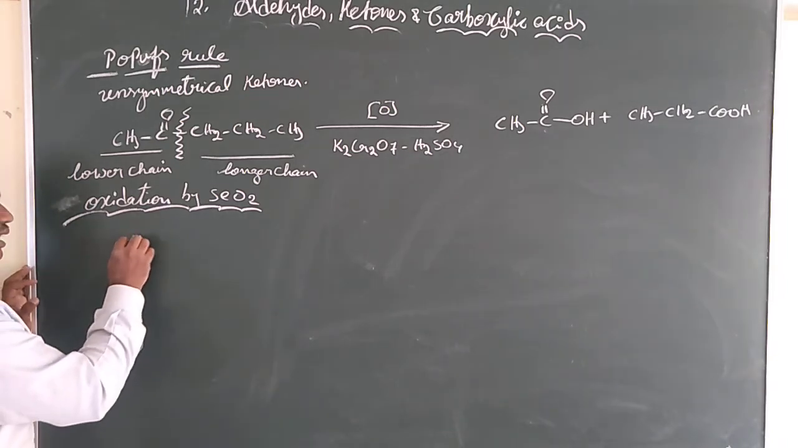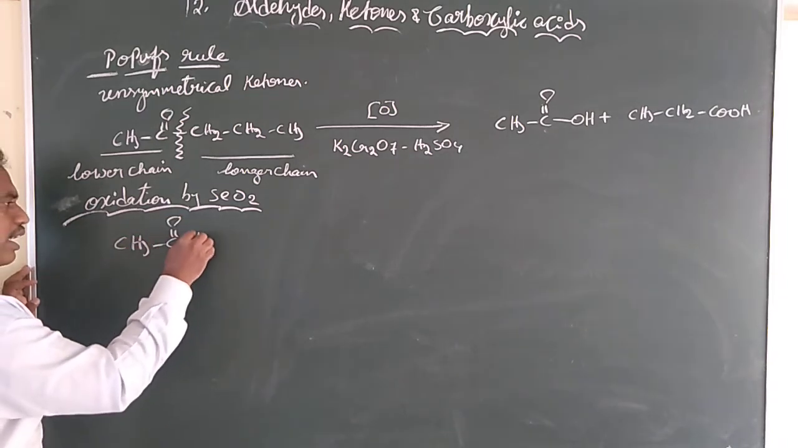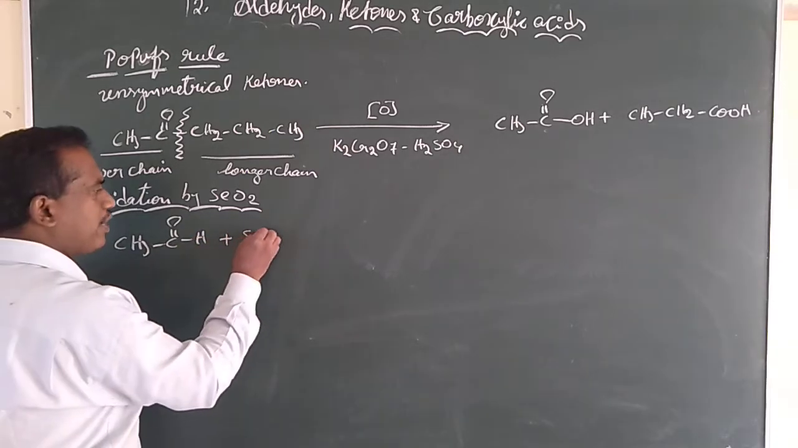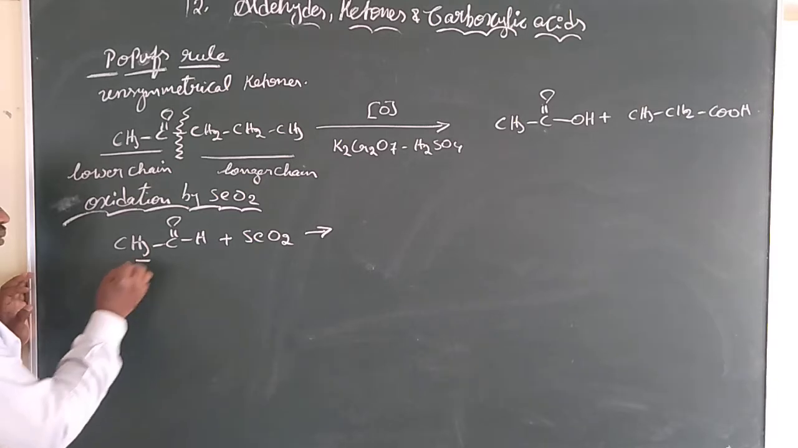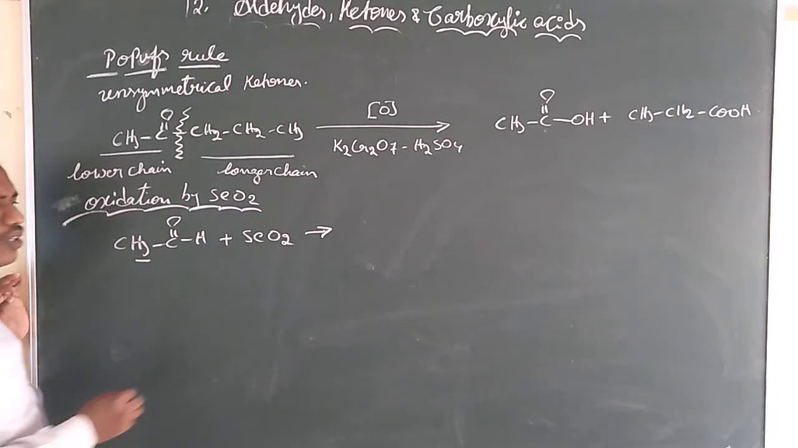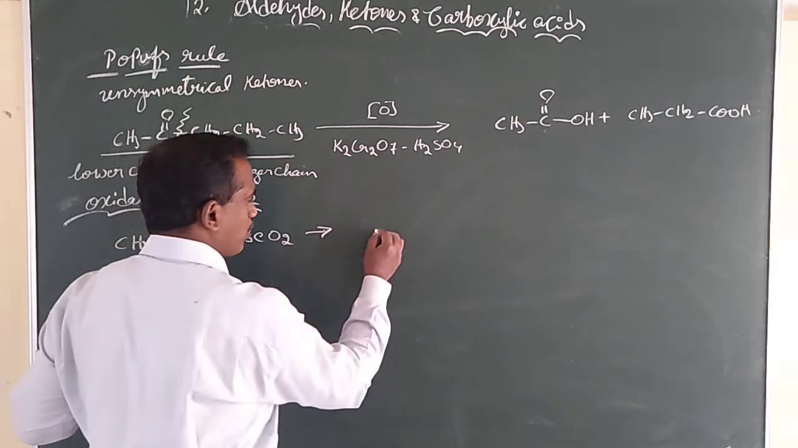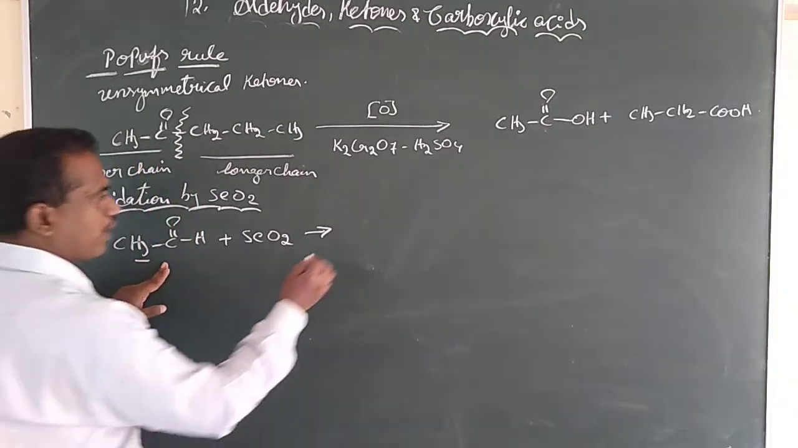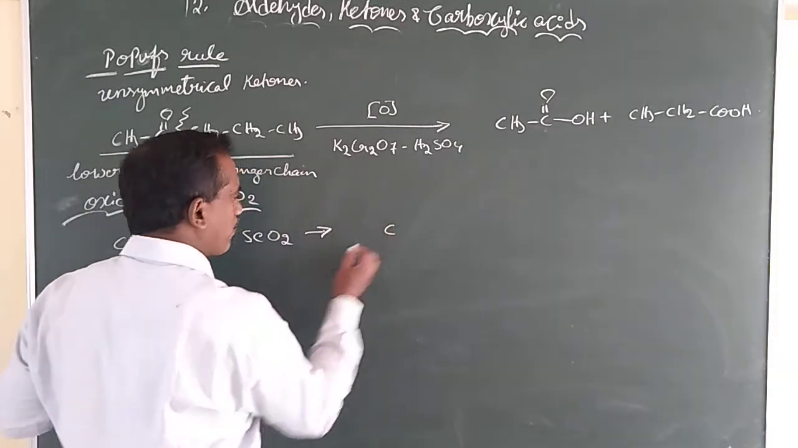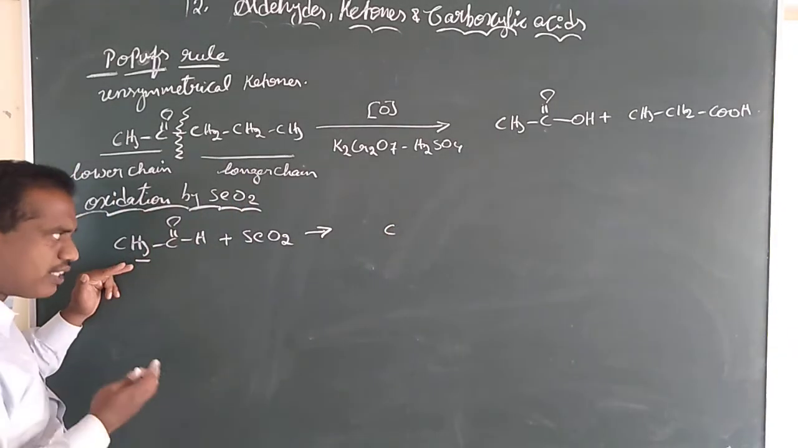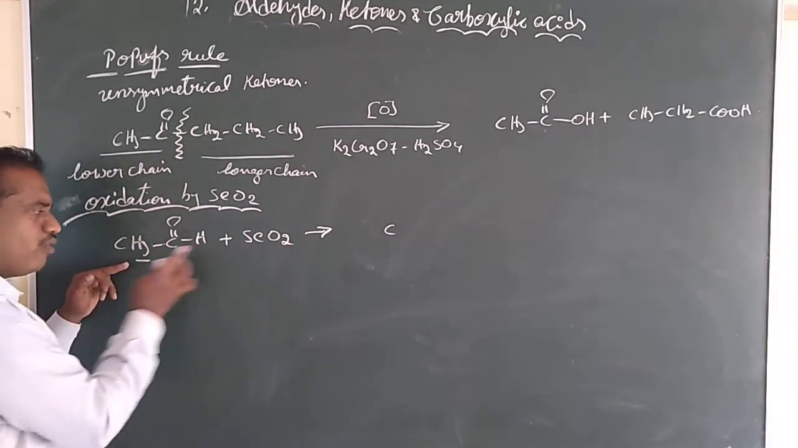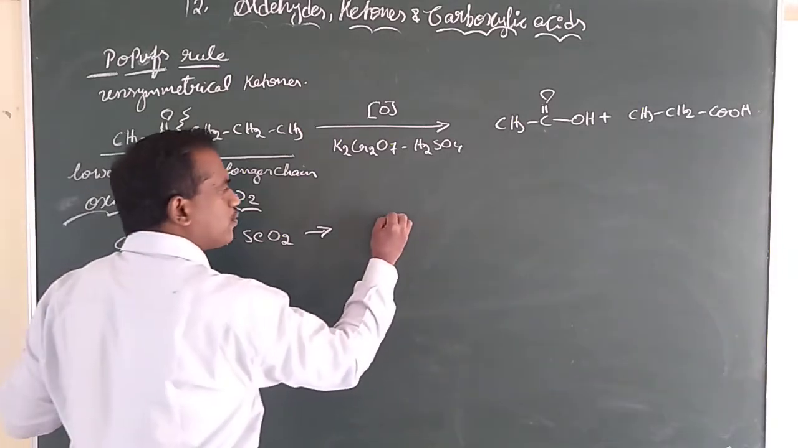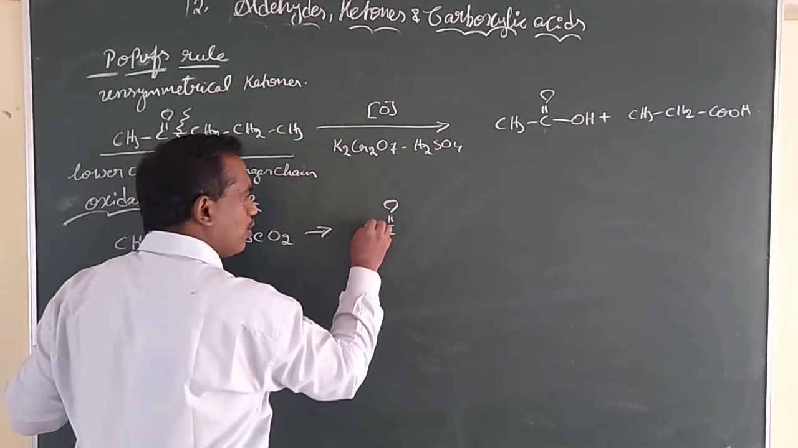If any aldehyde is there, and you react that with selenium dioxide, here how many hydrogens are there? 3 hydrogens are there, no? 2 hydrogens will be removed, and by removing 2 hydrogens, 1 oxygen will be added from the SeO2. It means it is forming C double bonded O H.